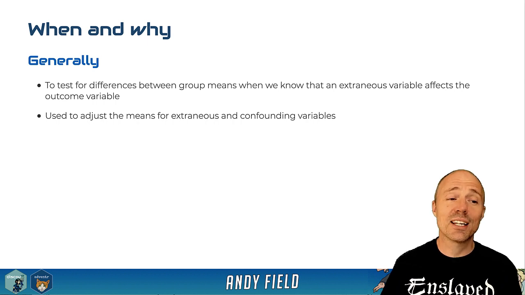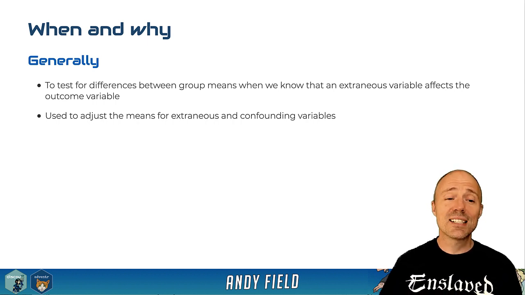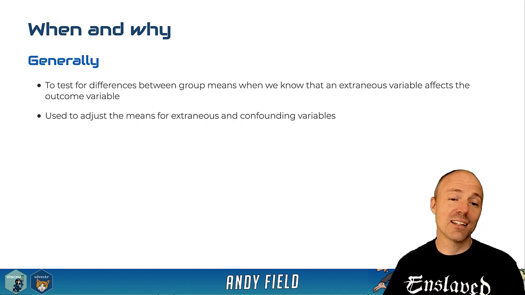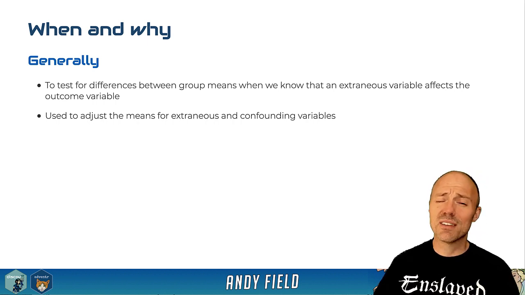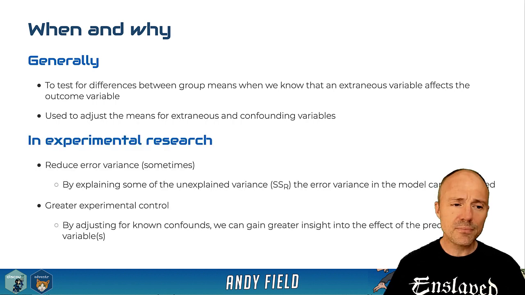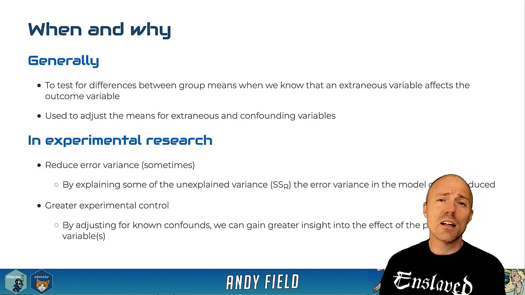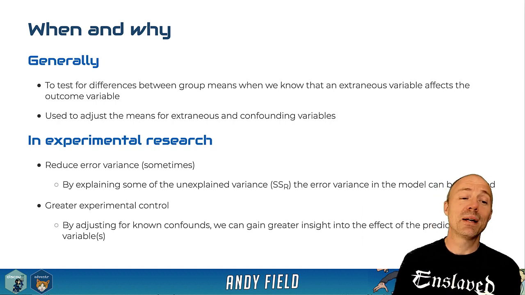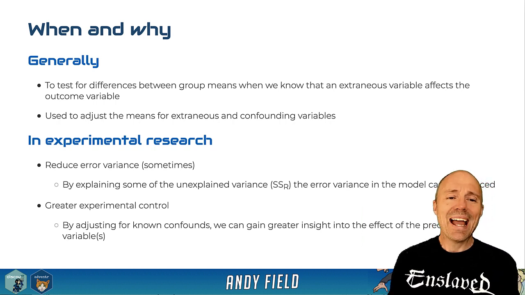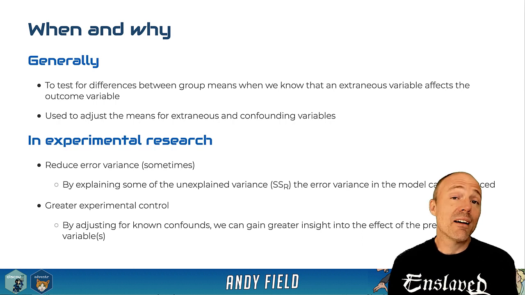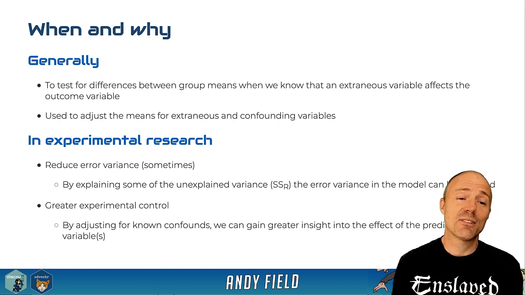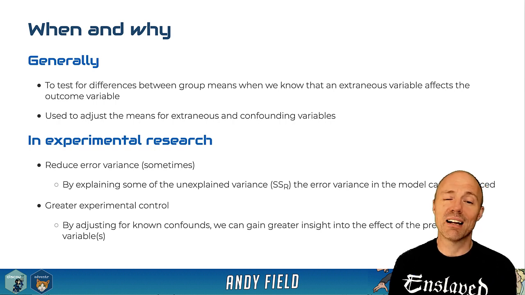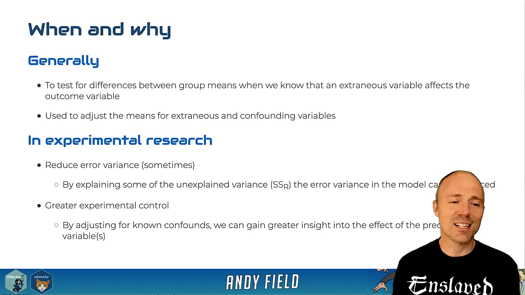So in this context, what you're essentially doing is adjusting the means of your groups for these extraneous or confounding variables, so these other variables that you've measured. So in experimental research, which is typically where the phrase analysis of covariance pops up, there's a couple of aims that you have when you're trying to measure these confounding or extraneous variables. So one aim is you're trying to reduce the error variance, which is sometimes successful, sometimes not.